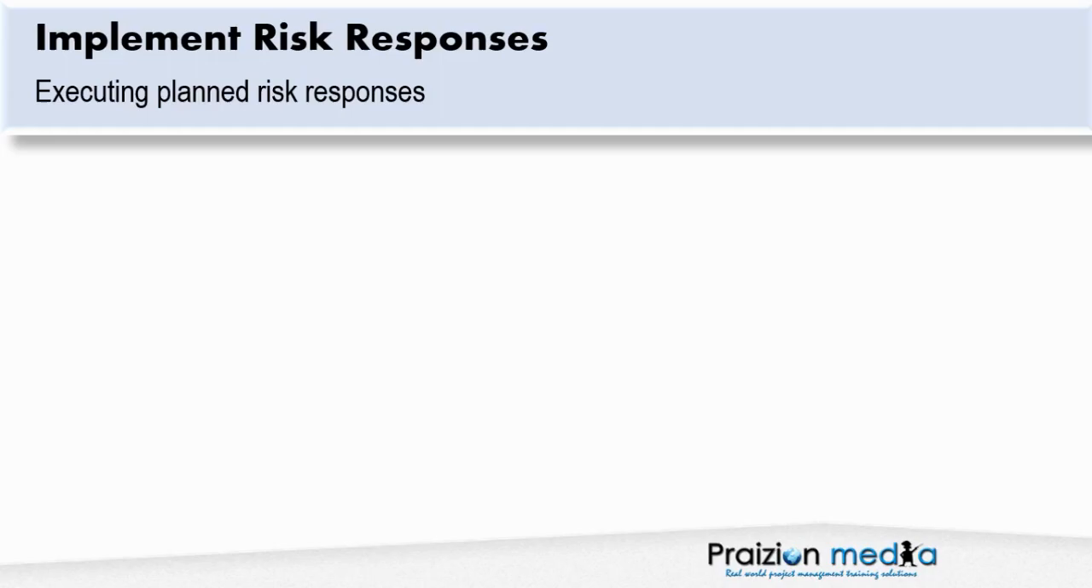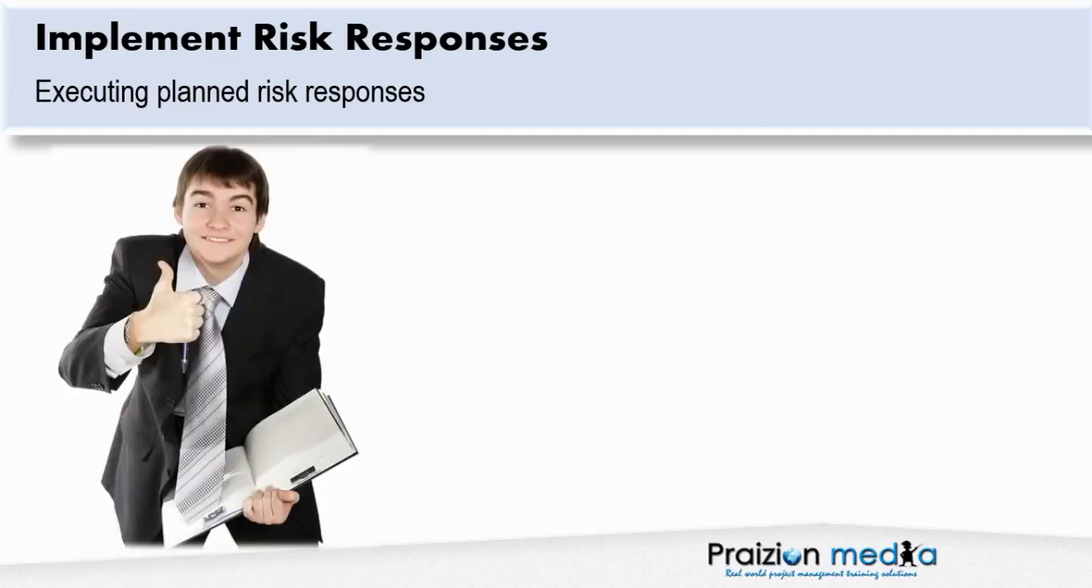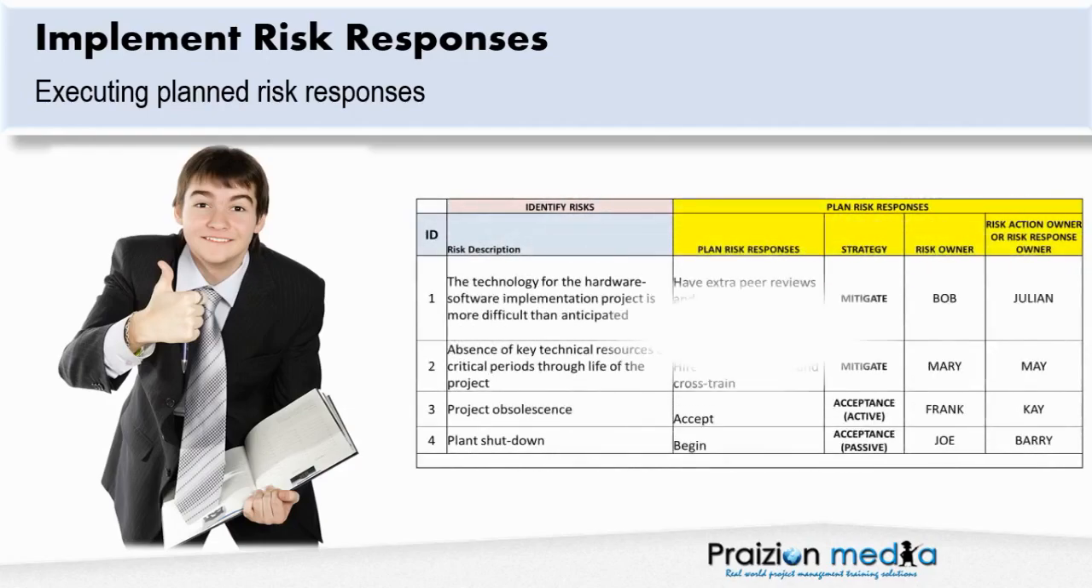Implement risk responses. The implement risk responses process involves executing planned risk responses that exist in the risk register. Remember that we've planned out how to respond to these risks. Are we going to mitigate, accept, transfer, and so on? So this is where we actually carry out these actions.